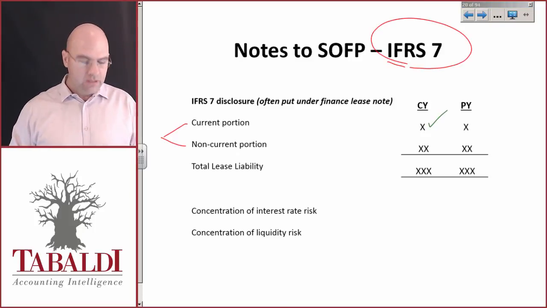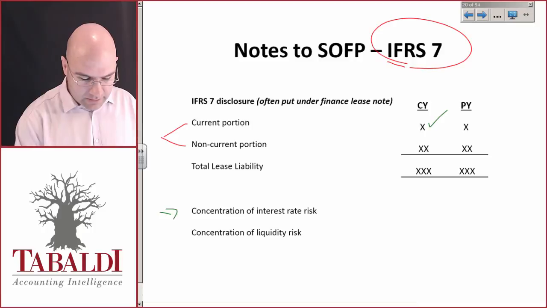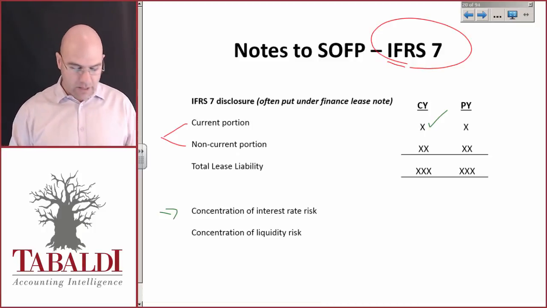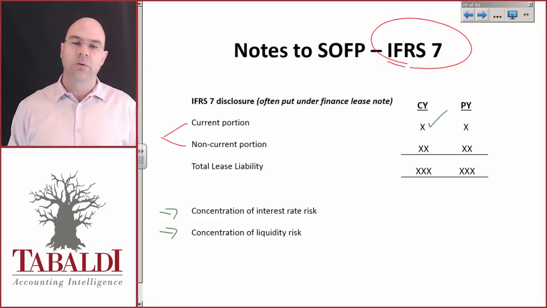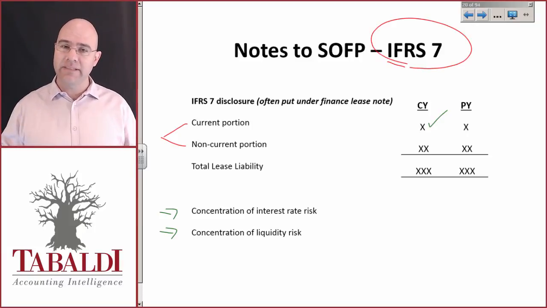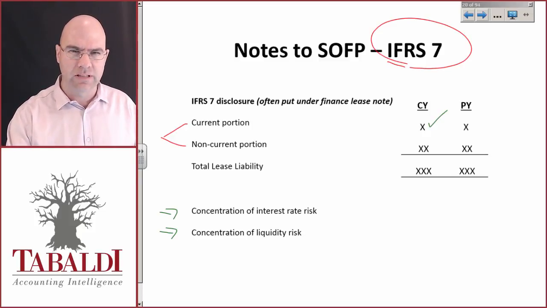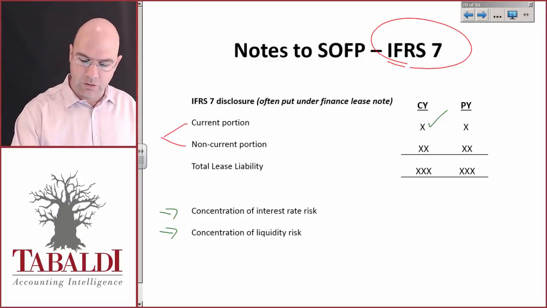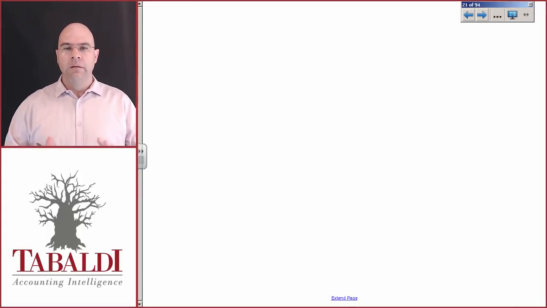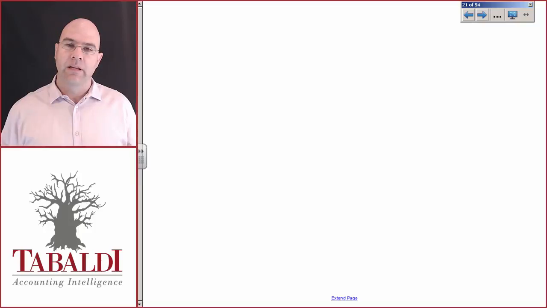Ticked. You'll also need to do some discussions about the concentration of interest rate risk and liquidity risk. Also with possibility of doing a discussion about sensitivity analysis if there's some variability in the lease liability interest rate. Not usually that there is, but just in case, so you're aware of it. Basic disclosures done and dusted.